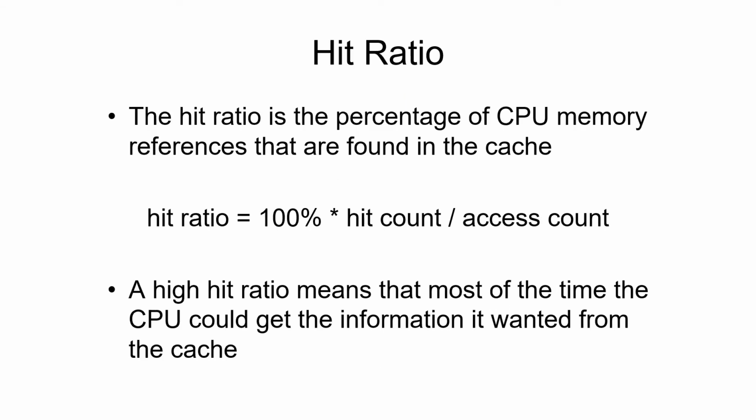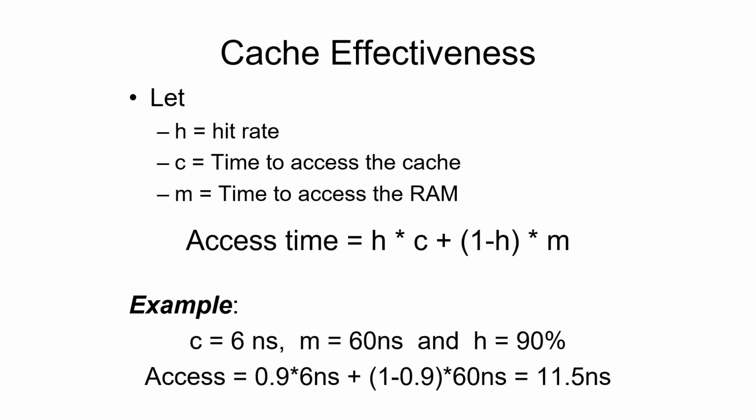You want a high hit rate, so it will be able to get the information it needs in cache instead of going to the RAM. The hit rate, again, is just that percentage of time that it finds the information it wants in the cache instead of finding it in the RAM. You can then calculate the time it takes to get a piece of information from RAM on an average basis based on the hit rate.